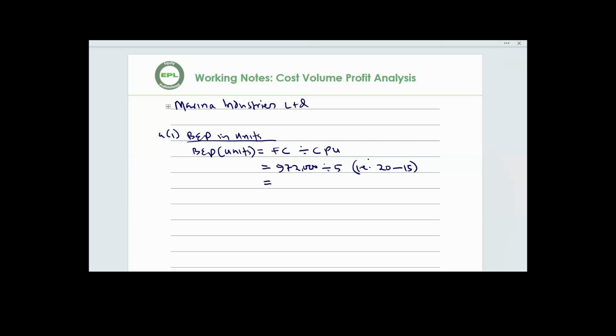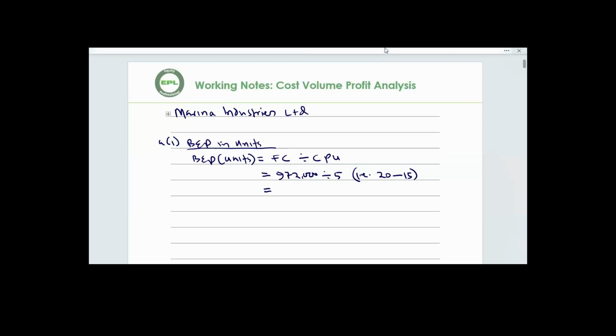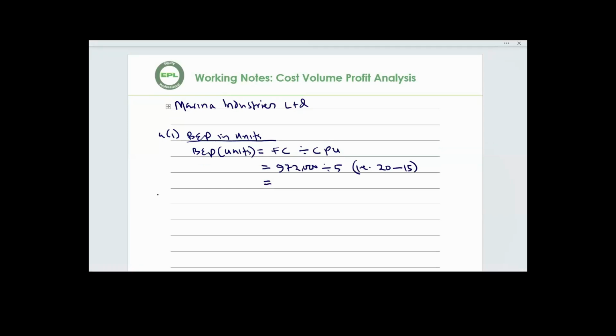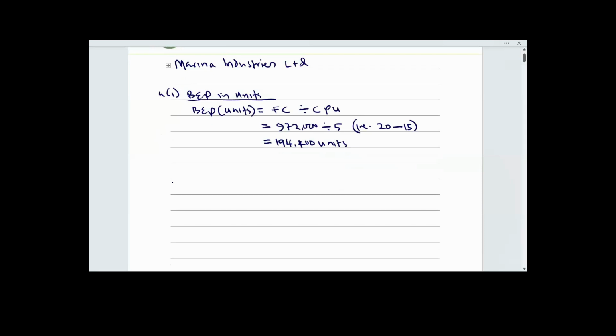What do you have? 972 divided by 5. Are you still with me? 194,400 units. So this represents the units that must be produced for the company to be able to break even. All right, that's the answer to that. Number A, Roman figure 2, break-even points in naira.